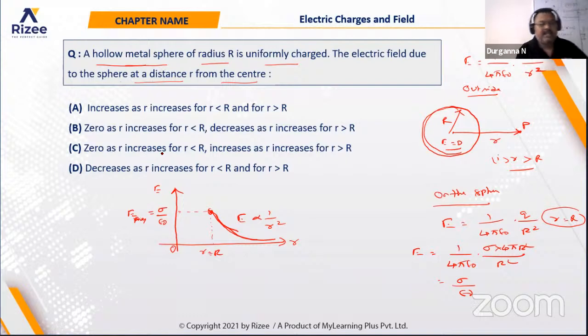For small r from 0 up to small r equal to capital R, the electric field is equal to 0. After that, it reaches the peak value, and from there, as r increases, your field will also decrease. Got it? So like this, the functions will be there.